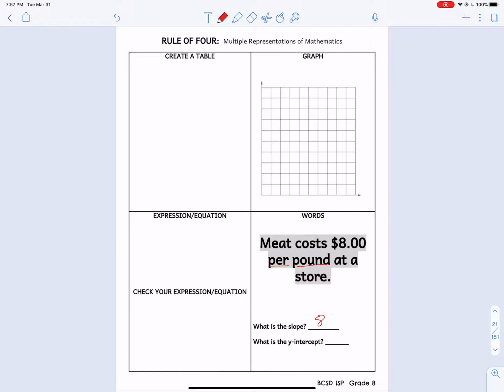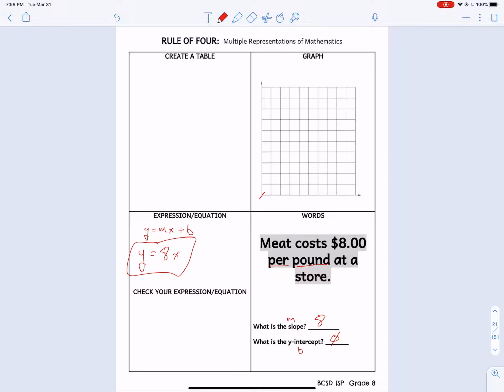Okay, and then the y-intercept. So let's think about this. If we're buying 0 pounds, how much would it cost? It would cost $0. So this is a proportional relationship, and the line will go through the origin. Then the equation, remember, is y equals mx plus b, where m is the slope and b is the y-intercept. So we substitute those in. We get y equals 8x plus 0, so we don't have to add that. So y equals 8x.